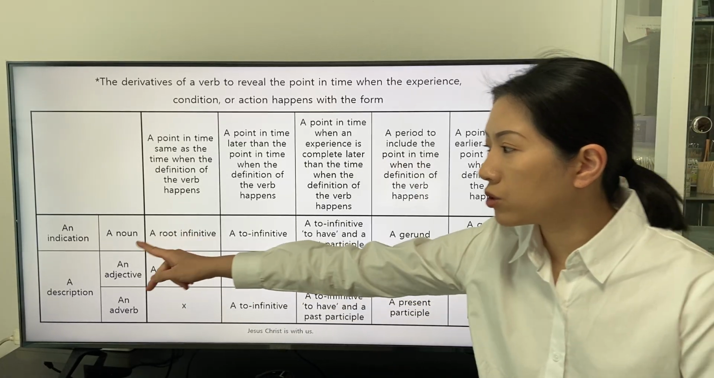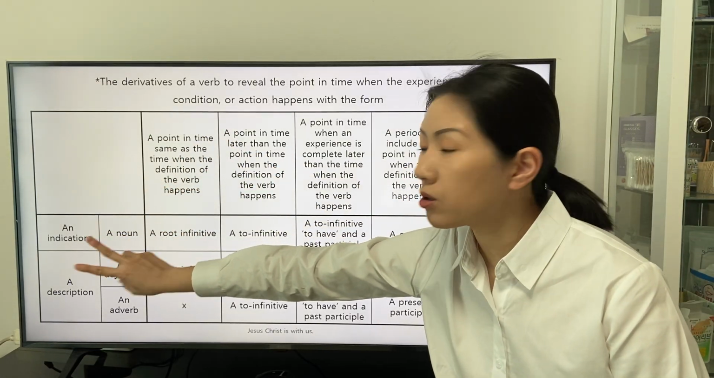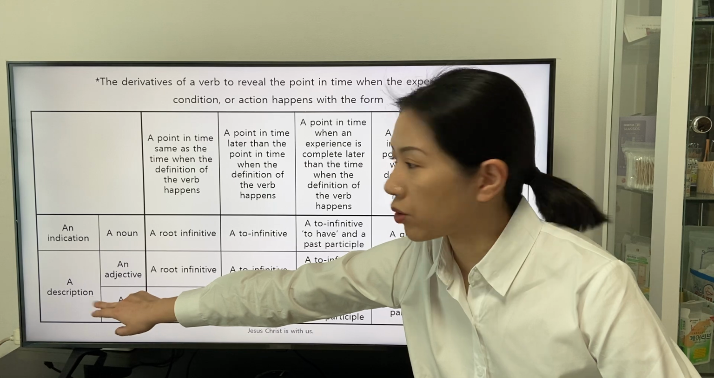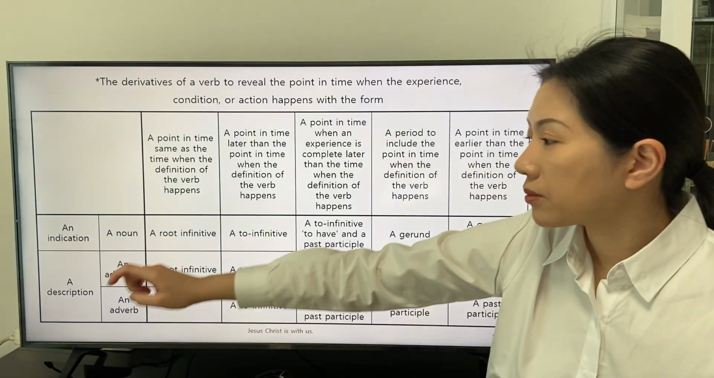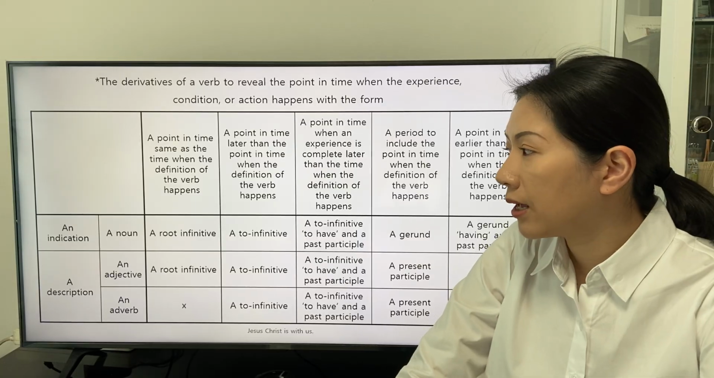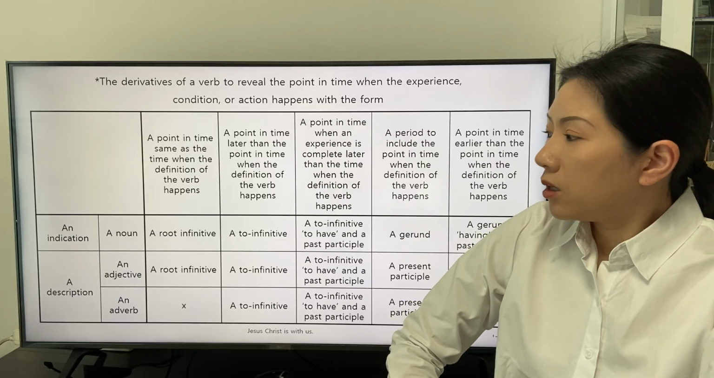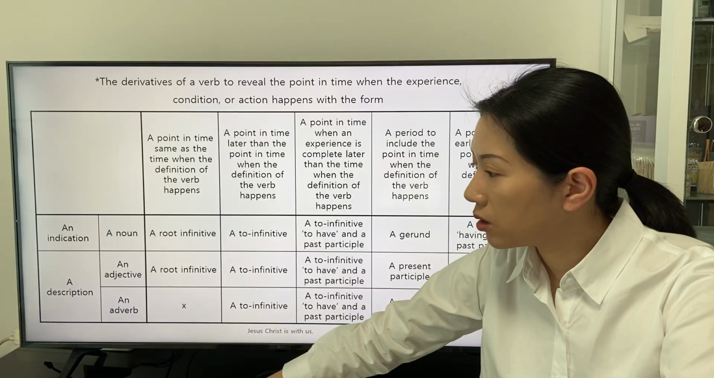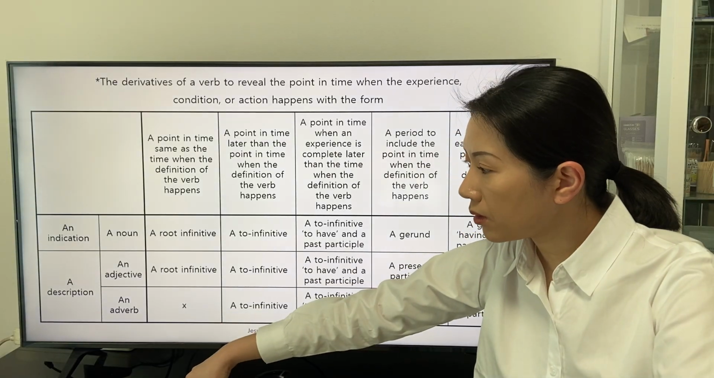There are two big categories to classify every word. The first one is an indication. The second one is a description. The first category is an indication, and there is a noun. And there are two subcategories, an adjective and an adverb.